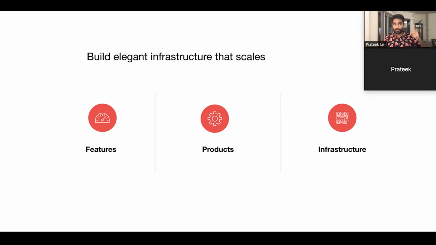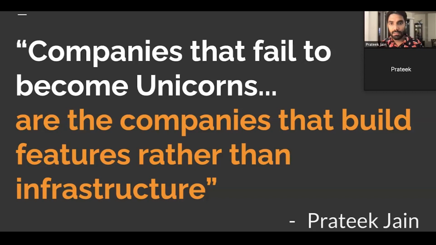Infrastructure is bulletproof. It's resilient, it's expandable, and you're not worried about it when you go to sleep at night that it might break because it's foundational and everything else can be built on top of it. And our customers have come to rely on it. Remember, companies that fail to become unicorns are companies that fail to build infrastructure. They build features rather than infrastructure.